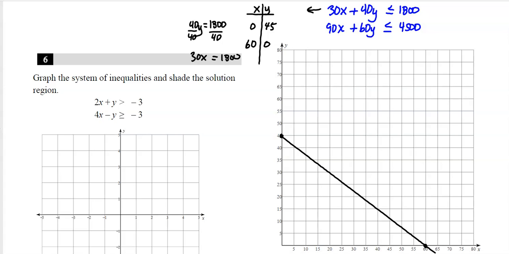So now I'm going to go the other way. I'm going to go this side a little bit quicker. So I'm going to do my 0, 0 game here. If I let x equal 0, I get 75 for y. And if I let y equal 0, I get 50. So 0, 75, 50, 0. Connect the dots.